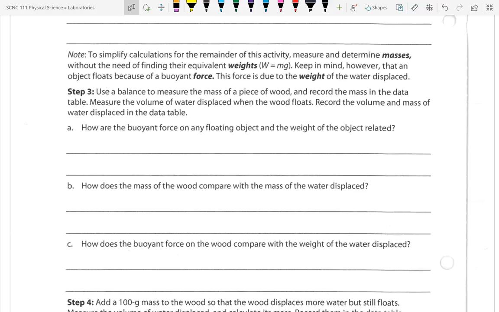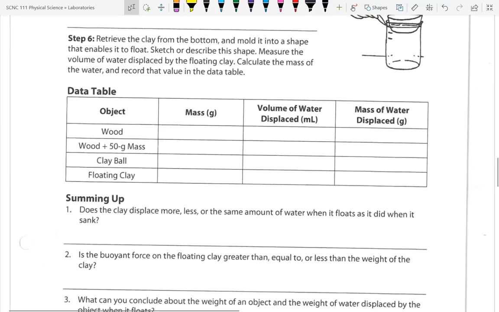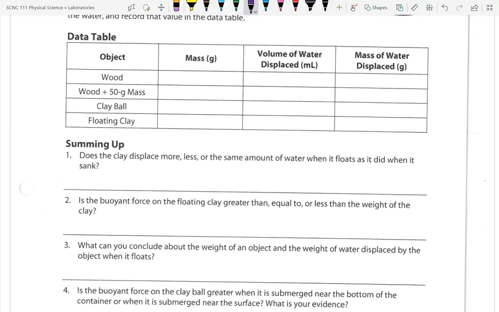And then you're going to repeat your measurements. Essentially, you're going to measure the mass, measure the volume of water it displaces when it floats, and record those in your data table. So for the wood, you're going to put the mass that you measured on your triple beam balance here, the volume of the water displaced, and then how do you go from the volume of the water displaced to the mass of the water displaced? You multiply by, convert it to kilograms. Actually, no, this is not. You just multiply by 1 gram per milliliter.